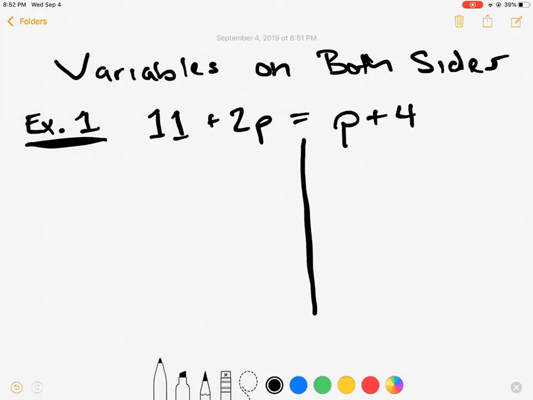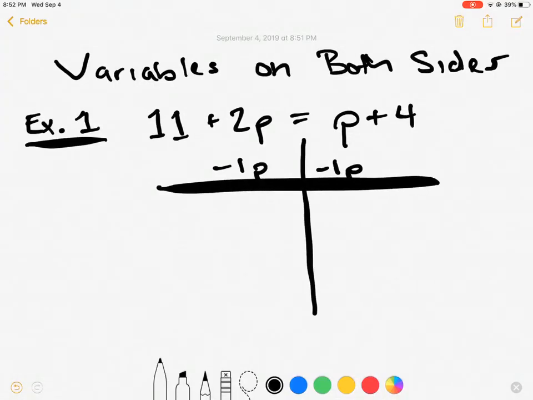There are two variables on the left side. We've got 2p on the left, and on the right we've got 1p, and we want to eliminate the smaller valued variable term, okay? So to do that, we're going to eliminate the 1p on the right side of the equation, and we can do that by subtracting 1p from both sides. When you do that, that eliminates that term.